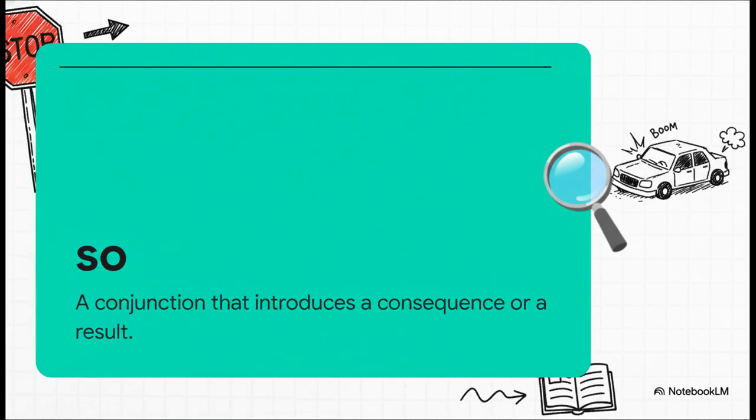So, this is your what happened next word. It's always pointing forward to the consequence, the result. He didn't see the stop sign, and then what? So, he caused an accident. It's all about connecting an action to its outcome.